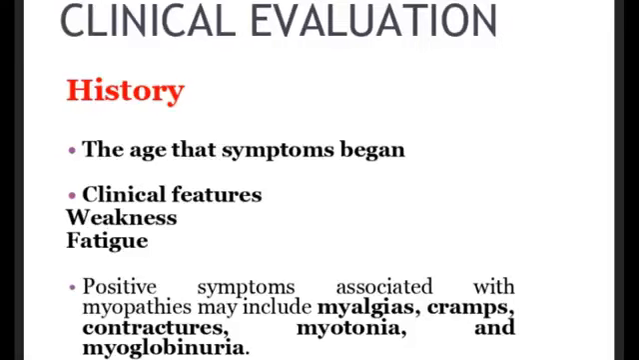Fatigue is a much less useful negative symptom. Positive symptoms associated with myopathies may include myalgia, cramps, contractures, myotonia, and myoglobinuria. Myotonia is the phenomenon of impaired relaxation of muscle after forceful voluntary contraction, and most commonly involves the hands and eyelids, and myotonia is due to repetitive depolarization of the muscle membrane. Myoglobinuria is a relatively uncommon manifestation of muscle disease and is caused by the excessive release of myoglobin from muscle during periods of rapid muscle destruction, which is called rhabdomyolysis.